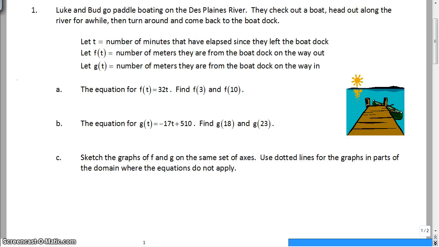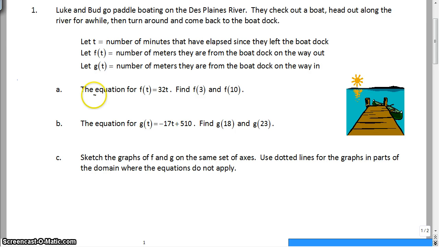Okay, so here's a word problem where Luke and Bud are going to go paddle boating down the Des Plaines River. They're going to check out a boat, and then they're going to return to the boat dock. And we're going to have two equations: an equation that represents their way away from the boat dock, and an equation that represents their way back to the boat dock. Because, you know, obviously you have upstream and downstream. We're going to find out that these are a little bit different for times. So that's why we need two different equations.